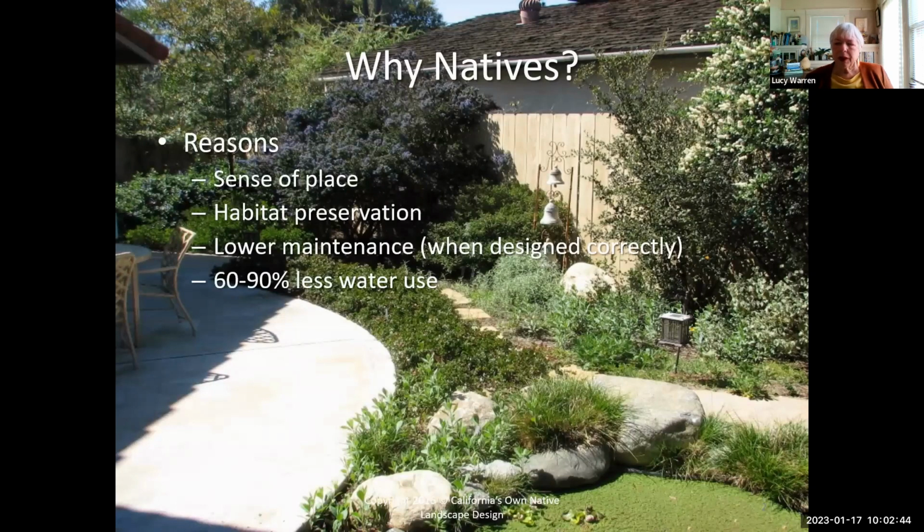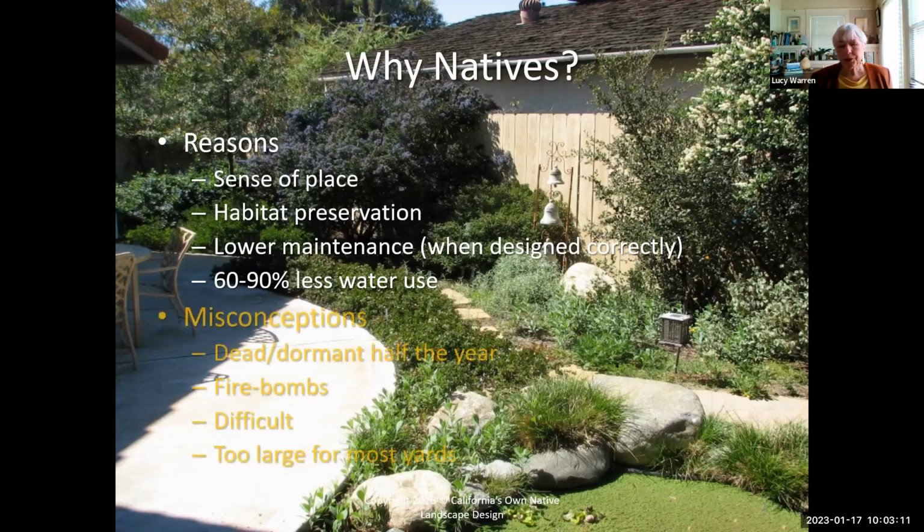Natives give us a sense of place. California is such a unique environment, and the plants are unique to this region. So it also provides habitat preservation. And when a California landscape is designed correctly, you'll have far less maintenance and use anywhere from 60 to 90% less water. There have been a lot of misconceptions about planting native plants.